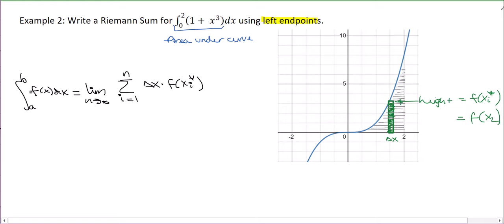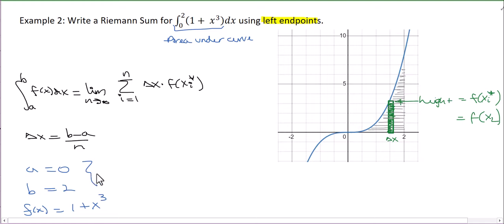And so in order to go from the integral to the Riemann sum, we need to know our delta x, and we know delta x is b minus a over n, and we need our function. So in our case here, what's our a? A is the lower limit of the integral, so a is 0. B is the upper limit of the integral, so b is 2. And our function, f of x, is the thing right between the integral and the dx, so 1 plus x cubed. So our f of x is 1 plus x cubed. And this is what we need in order to be able to write the Riemann sum.